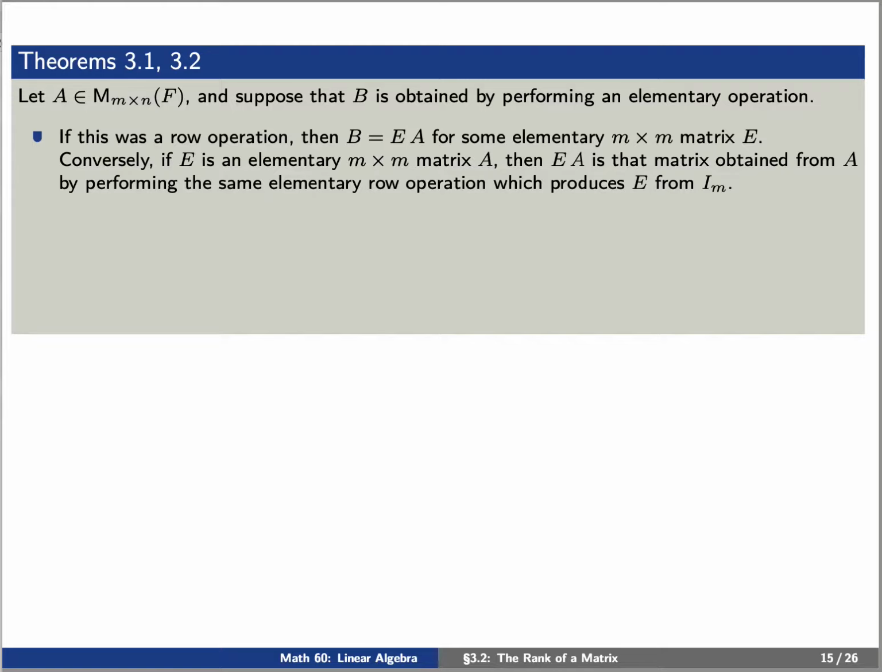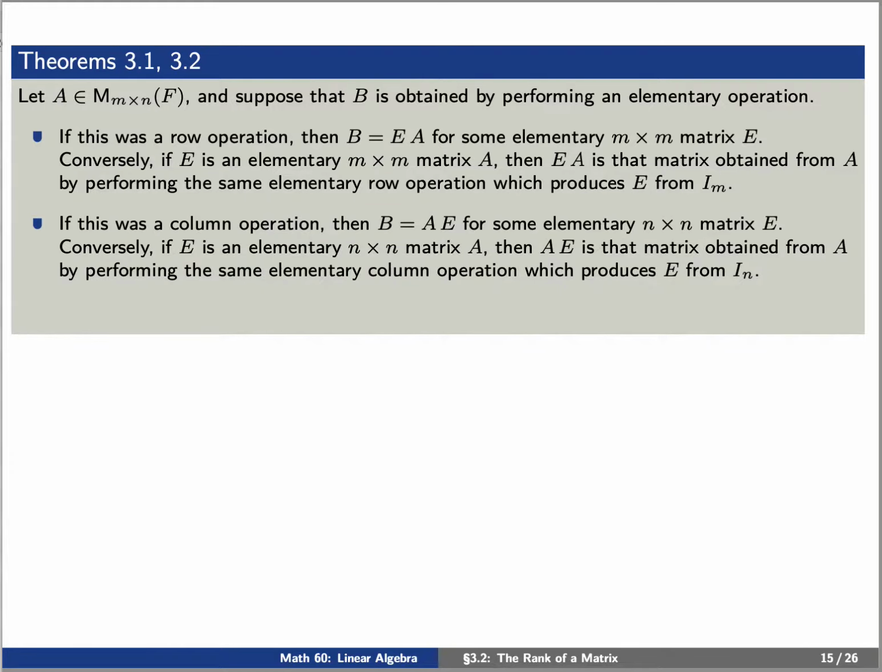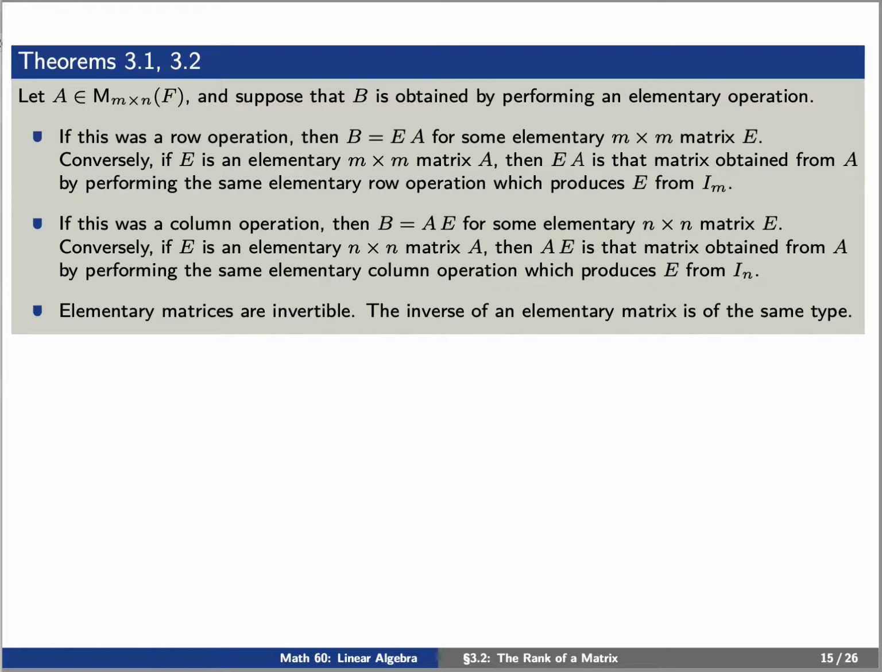First, if this were a row operation, then B equals E times A, multiplication on the left, for some m by m elementary matrix E. Second, if B comes from a column operation, then B is A times E, multiplication on the right, by some n by n elementary matrix E. Third, elementary matrices are invertible. And in fact, the inverse of an elementary matrix is a matrix of the same type.